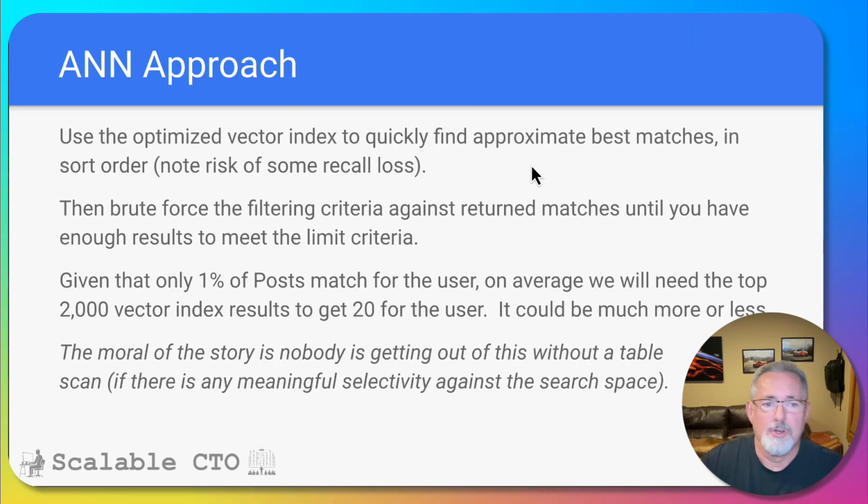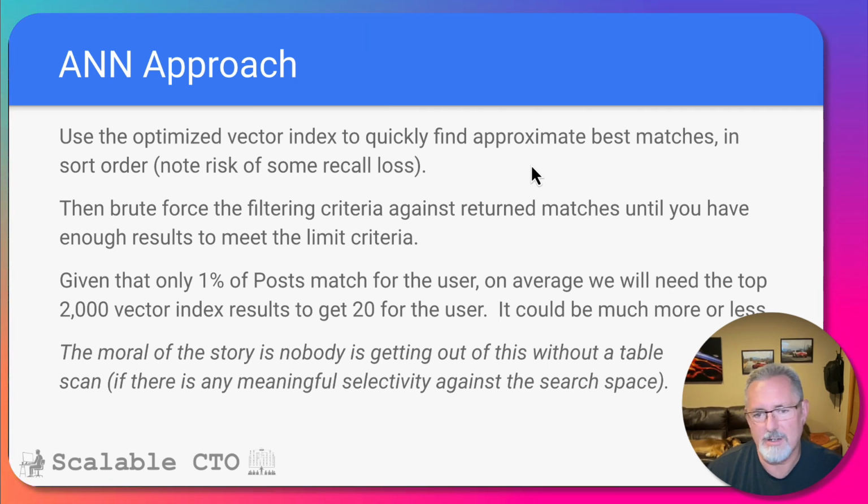So the ANN approach is a little bit different. What it's going to do is it's going to use the optimized vector index to quickly find the approximate best matches, right? So it can basically instantly go get me lists of thousands of records in order based on how close they are to some target, using the cool SCANN technology. But then it has to brute force match the filter criteria against the returned matches until it has enough results to meet the criteria. So if you have a low selectivity query where you're basically getting all the documents back or most of the documents back, you're not even going to notice it.